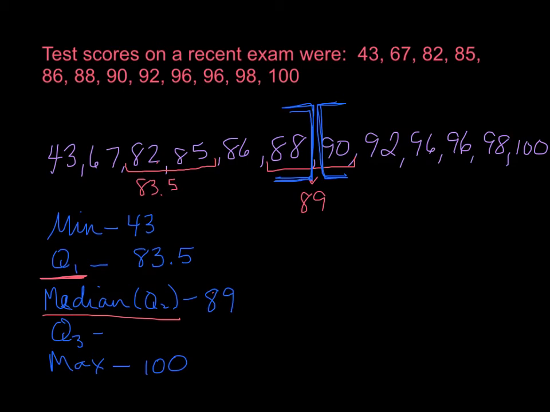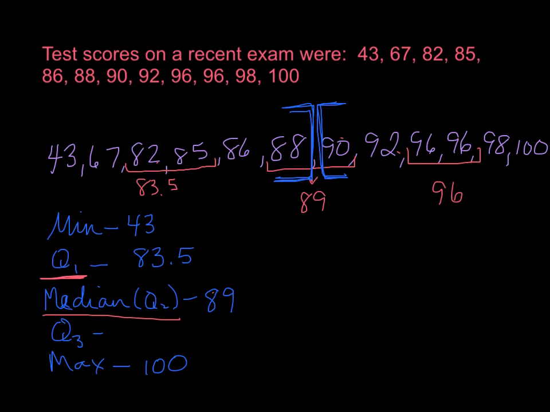Now I've got to find the median of the upper half. 1, 2, 3, 4, 5, 6. So I take the middle 2. Coincidentally, the middle 2 are the same number. The midpoint between 96 and 96 is 96. So Q3 is 96.